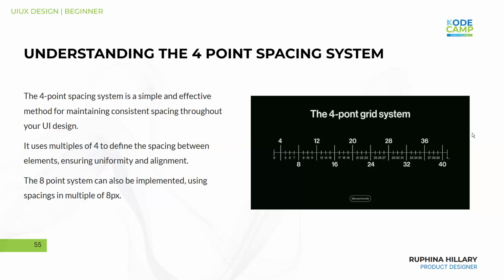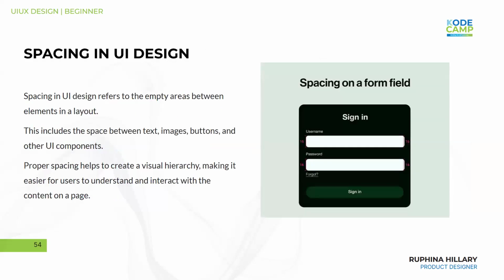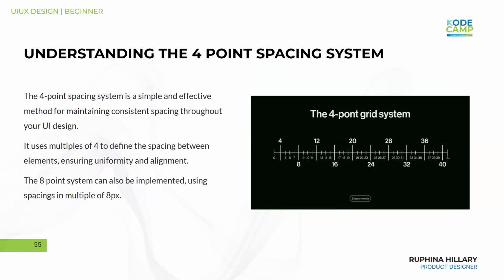Now, understanding the 4-point spacing system. The 4-point spacing system is simply a system of using multiples of 4 to define spacing between elements, ensuring uniformity and alignment. Like I've been talking about 16 pixels, 4 pixels, 8 pixels. Now we are talking about space. We are trying to establish the spacing we are using in our design. We want to make it consistent. The 4-point system helps us do that.